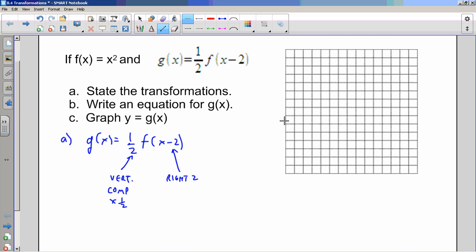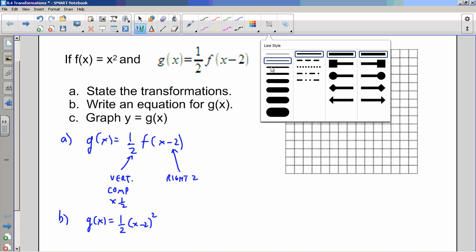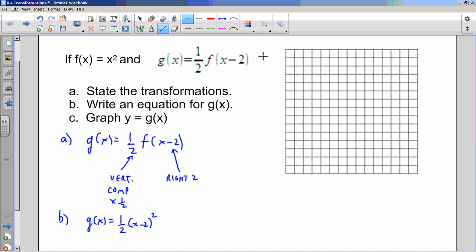All right, so part B. Whoops, I'm already ready to graph it here. I'm getting ahead of myself. Write an equation. So what this is saying, okay, we've got an equation here, but we know what f is as well, so we can write g as an equation not in terms of f, but in terms of the parent function. The parent function x squared has been vertically compressed by a factor of a half, and moved right 2. Since the parent function is the parabola, we can do that.